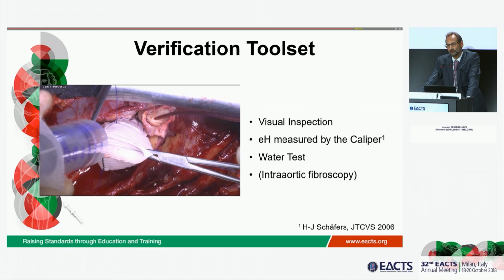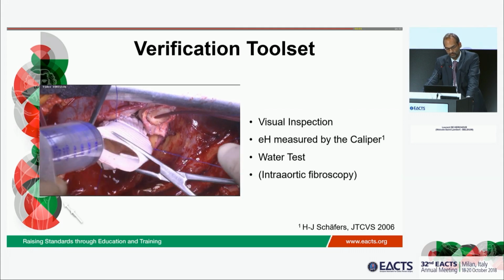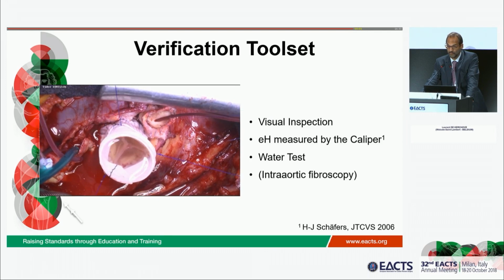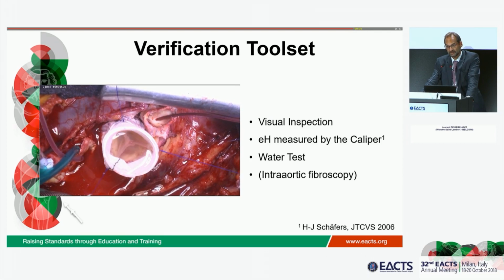You have different verification tool sets. One is visual inspection, which remained very important. The effective height, which can be measured intraoperatively. You can do a water test to push the valve in diastolic position. And even people are proposing intra-aortic fibroscopy to check under pressure the aortic valve repair.